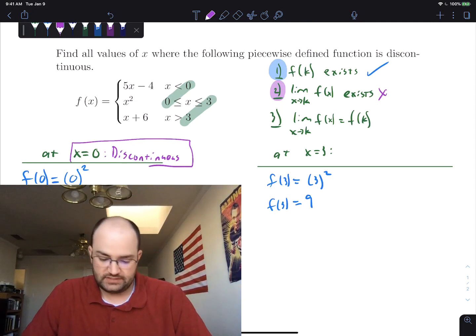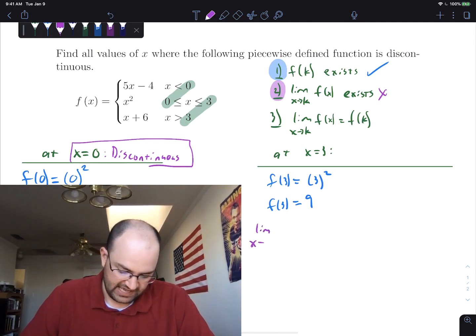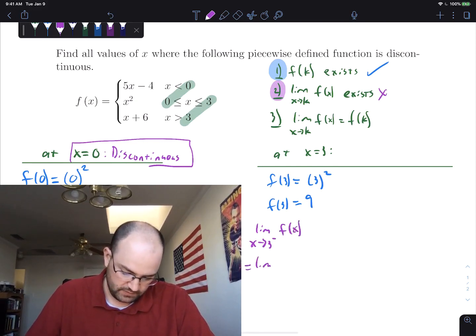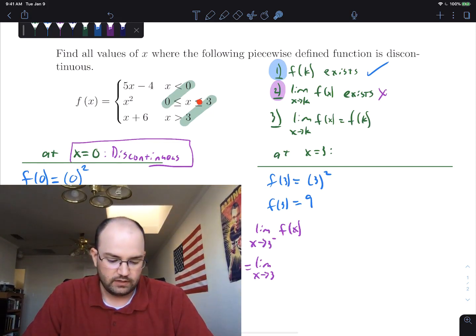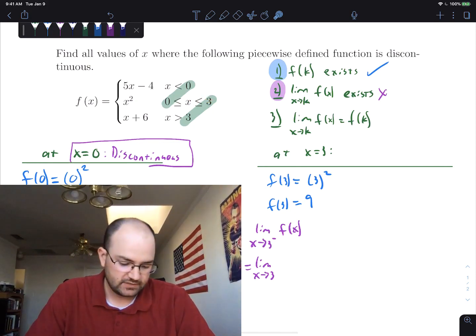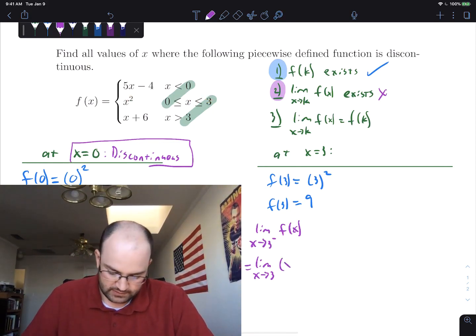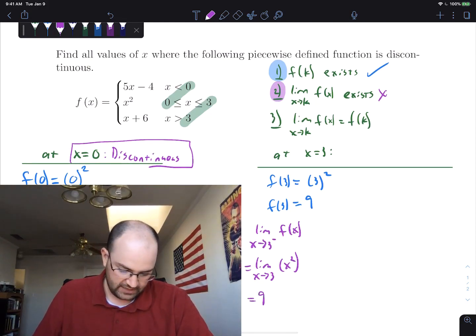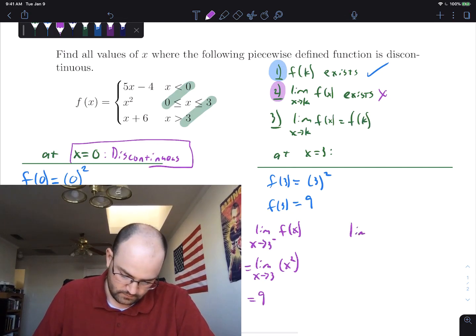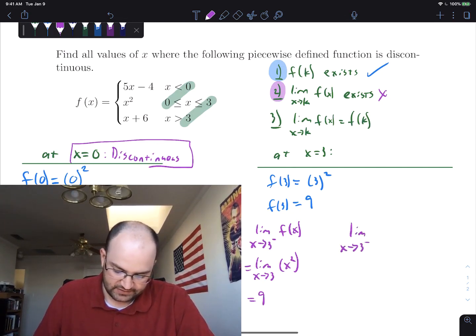Next, let's look at the limits. We have the limit as x goes to 3 from the left-hand side of the function. Then we need to replace the f of x with something. If we're to the left of 3, we're in this region, or think of it as 2. Is 2 less than or equal to 3? Yes, it is. So x squared is what we replace that with. So x squared there, and then simplify. What is 3 squared? 3 squared is 9. Good. Next, let's look at the limit as x goes to 3 from the right-hand side.